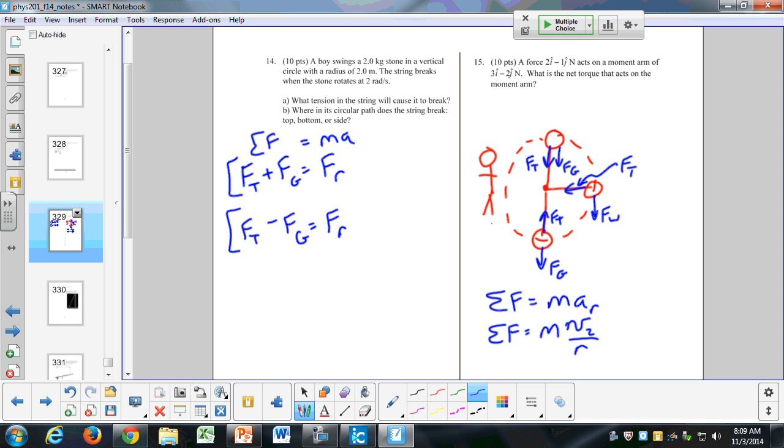The answer to part B would be at the bottom, because the tension at the bottom is going to be bigger than at the top. You can see here, this is at the bottom, this is at the top, and so the tension at the bottom will equal my centripetal force, which is Fr, plus Fg, which is the weight of the object.